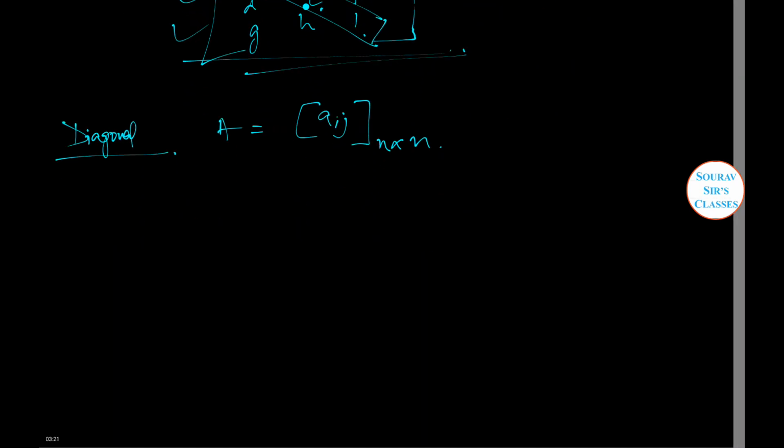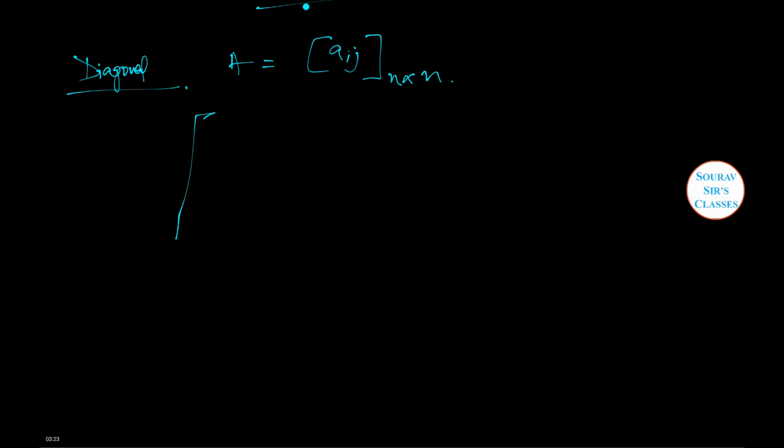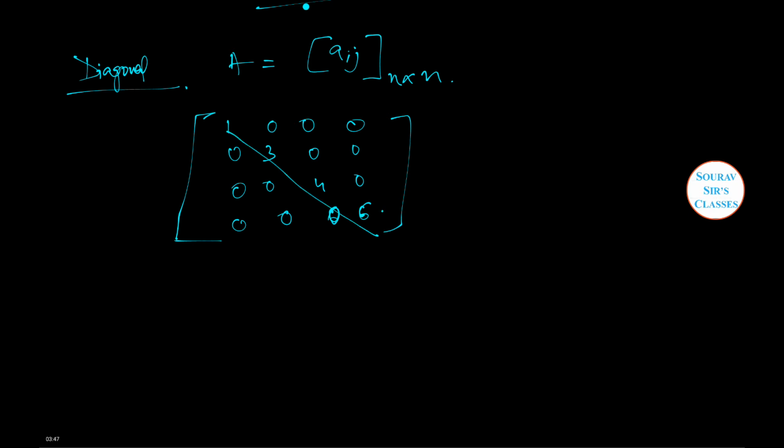So I repeat, a square matrix is called a diagonal matrix if all the elements except those in the leading diagonal are 0. For example, if I write a matrix 1, 0, 0, 0, 0, 3, 0, 0, 0, 0, 4, 0, 0, 0, 0, 6. Clearly the principal diagonal or the leading diagonal is from left to right, and this is 1, 3, 4 and 6. Except this, all the elements are nil or 0. Hence this is a diagonal matrix.